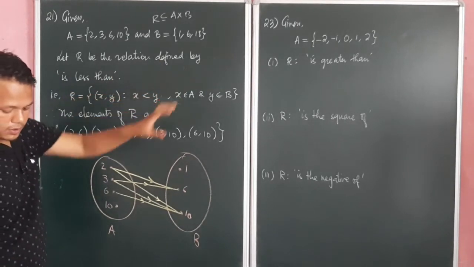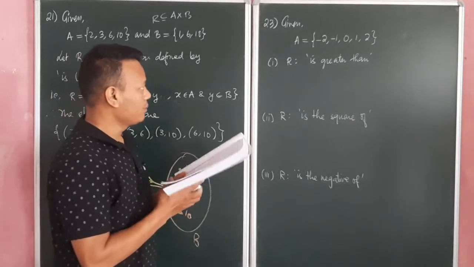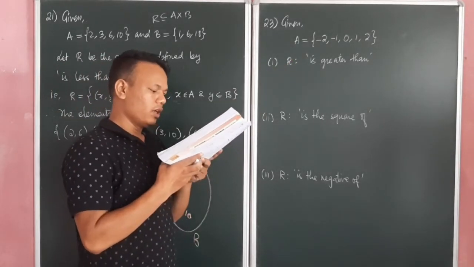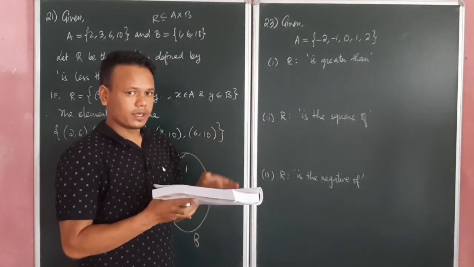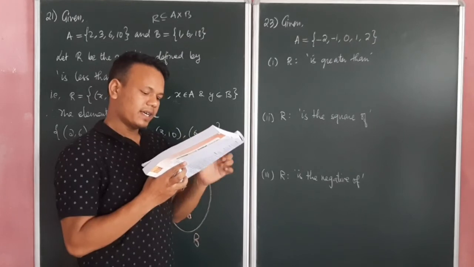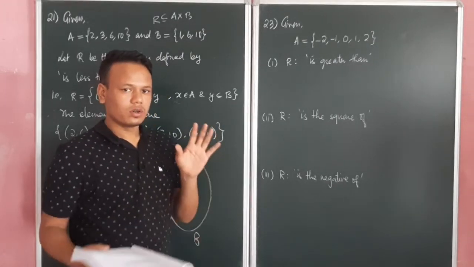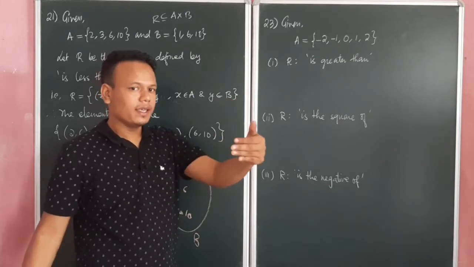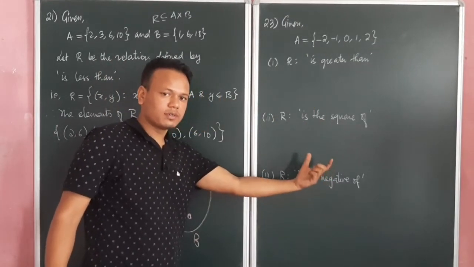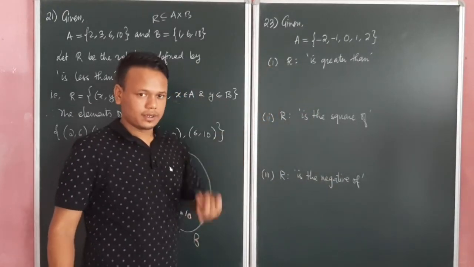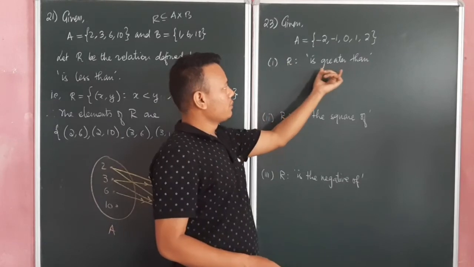So this is question number 23. The question says, let A be the set. List the ordered pairs. List means again we have to write the roster form satisfying each of the following relations on A. So the relations on A, that is from A to A, are given. These are the 3 different cases given. So let us take one case at a time. In this case R is a relation defined by is greater than.